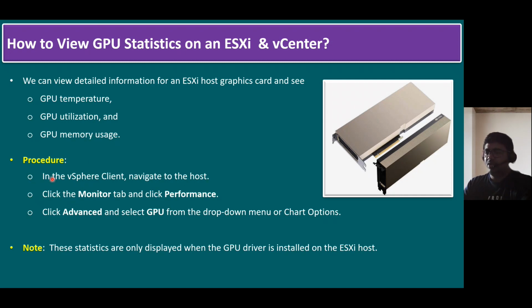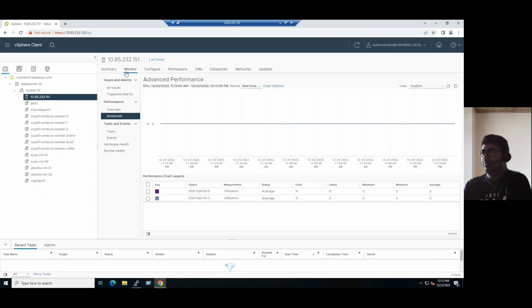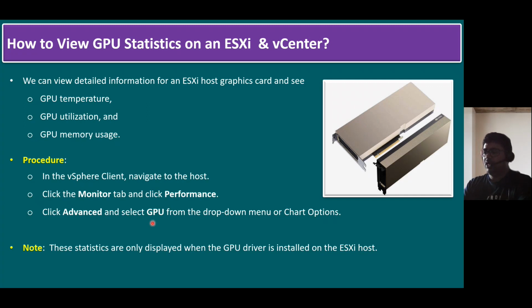The procedure we followed is: log into the vSphere client, connect to the vCenter server, navigate to the ESXi host, and click on the Monitor tab, then Performance. We selected the host, and on the right pane, we went to Monitor, Advanced. Then select GPU from the drop-down menu, or you can use Chart Options, which is what we selected. One key point here is that these statistics are only displayed when the GPU driver is installed on the ESXi host. So the GPU driver must be installed to view our GPU statistics.